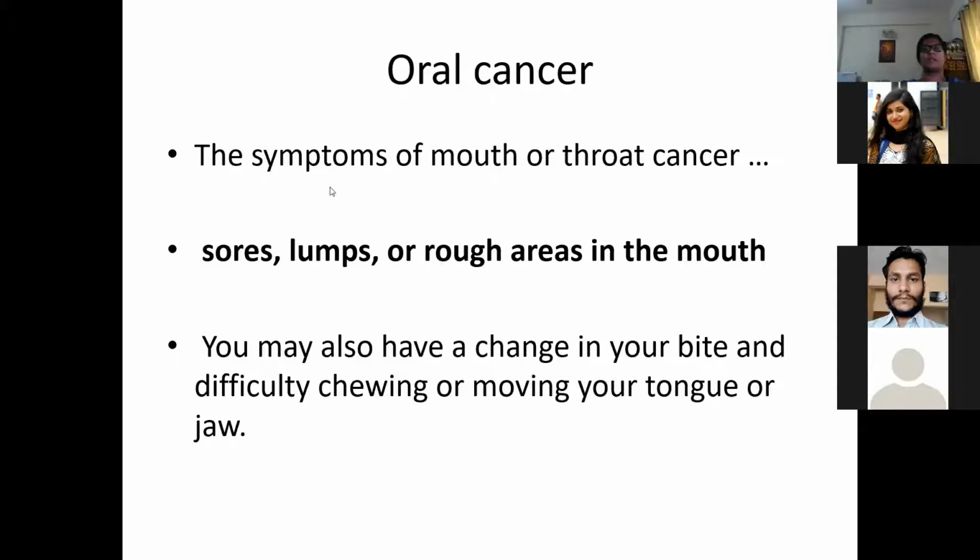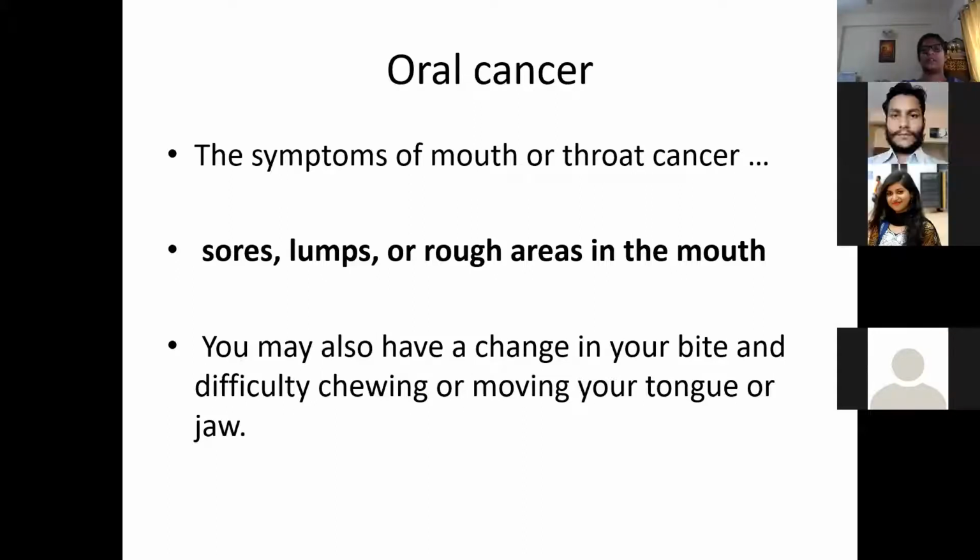The symptoms of mouth cancer include sores and lumps or rough areas in the mouth. Similarly, there may be a change in the bite. That is when you bite the upper and lower jaw, the teeth together, there may be a change in the position of the bite, and there may also be difficulty in chewing or moving the tongue or jaw. These are some of the symptoms of oral cancer.